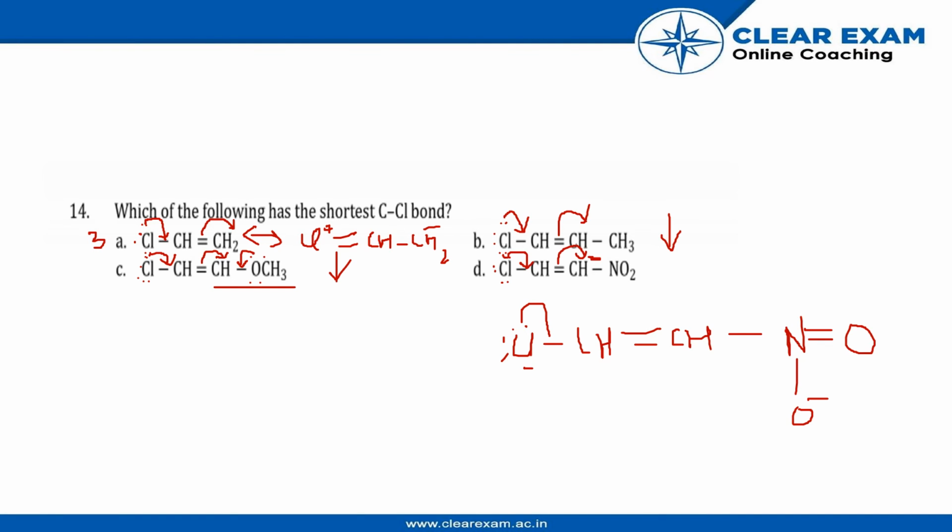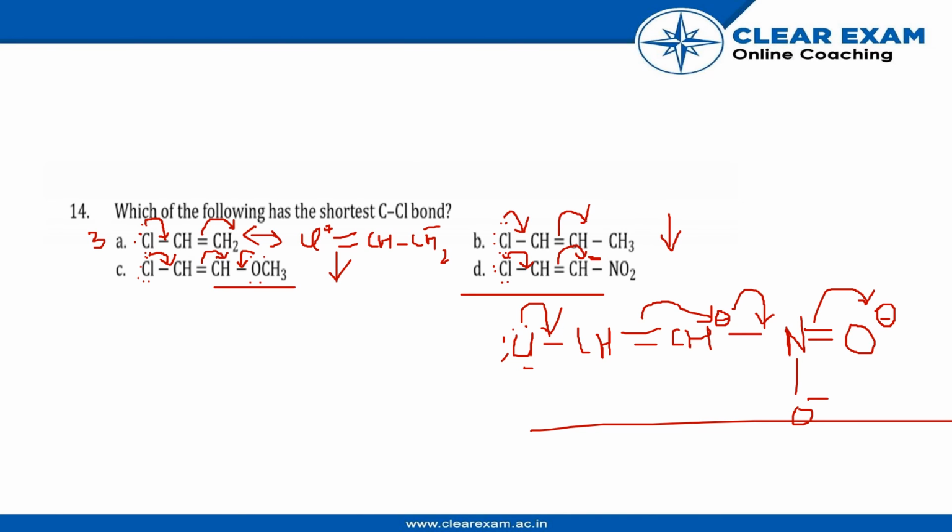So as Cl transfers a lone pair and this bond opens, a negative charge is formed here, which is again transferred here, and then this bond opens and oxygen gets a negative charge, right? Now it is highly stable. Now due to this highly extended conjugation, the partial double bond will exist for a longer time. Therefore, the bond length will be shortest in this case. Therefore, D is the correct answer.